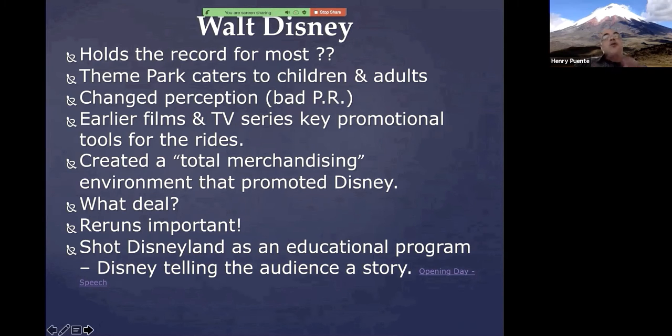Because the park wasn't done yet, this television series was going on promoting the park, which wasn't done yet. So it became a very helpful promotional tool for the park when the park did finally open up.